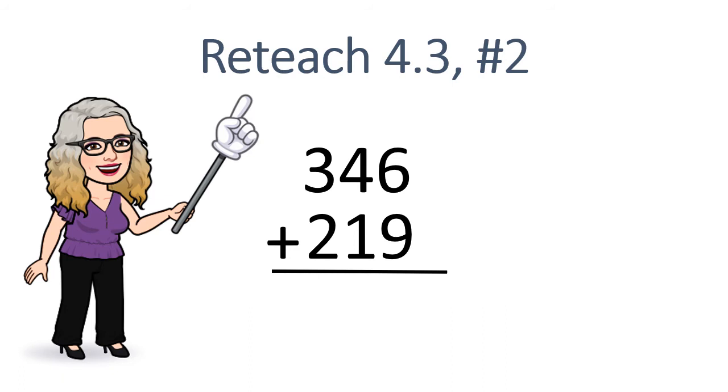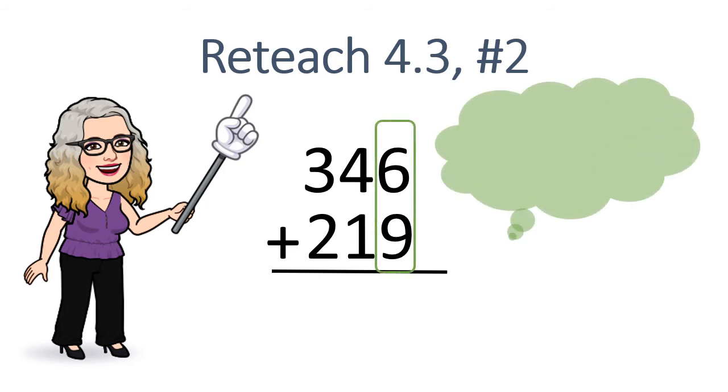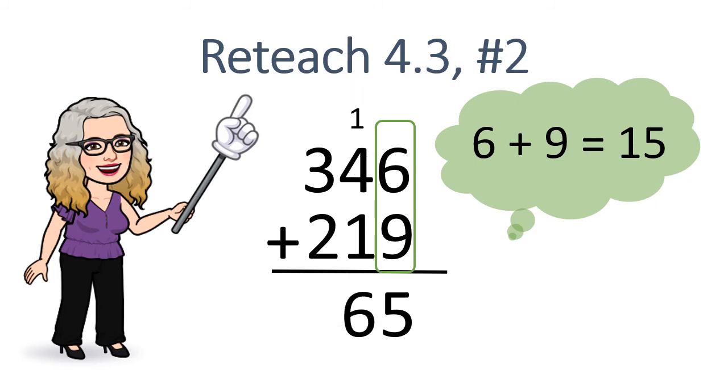All right, now that you've had a chance to solve this problem on your own, let's check the answer. We're going to start in the ones column, 6 plus 9. 6 plus 9 equals 15. So we're going to write the 5 and carry the 1. And we don't want to forget that 1 that we carried. So when we go to the tens column, we need to add 1 plus 4 plus 1. And that equals 6. We haven't regrouped anything, we haven't carried anything else, so we're going to head to the hundreds column and add 3 plus 2, and that equals 5. So 346 plus 219 equals 565.